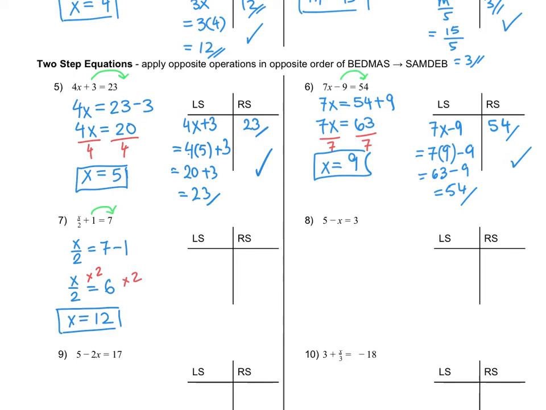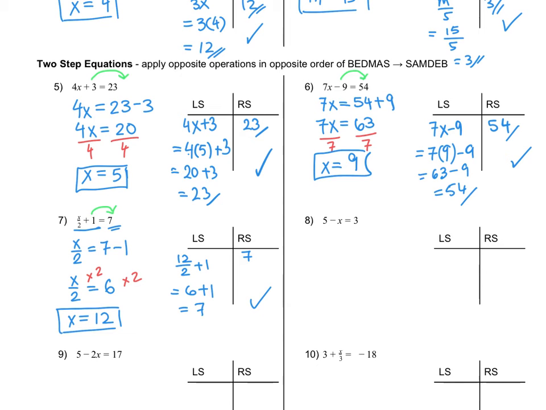Now for my left side, right side check, just to make it a little quicker, I'm not going to write the original x over 2 plus 1. I'm just going to put 12 in right away. So 12 over 2 plus 1. So that's 6 plus 1, which is 7. And on my right side, I have a 7. So yay, this is correct.